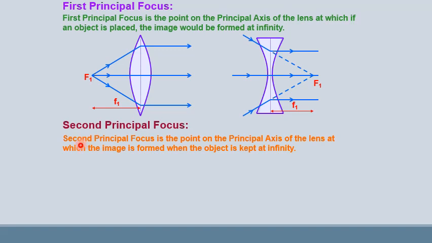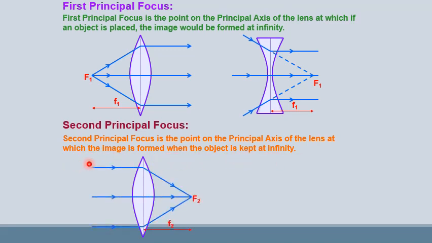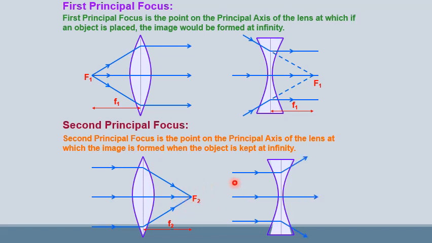Second principal focus. Second principal focus is the point on the principal axis of the lens at which the image is formed when the object is kept at infinity. As we can see in this diagram, when the object is at infinity, the image is formed at focus. And for the virtual case, we can see in this diagram, this is the second focus at f2. And we know that all the distances are measured from the optical center. So f1 and f2 are called the focal lengths for lens 1 and lens 2.